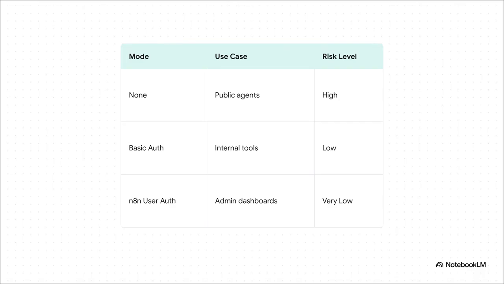Okay, first decision, authentication. The none option? Just don't. It's for public hobby projects and it's super high risk. Basic auth is a pretty solid choice for internal tools where you can share a key. But if you need top-tier security, like for an admin panel, n8n user auth is the gold standard. It forces an actual n8n login.